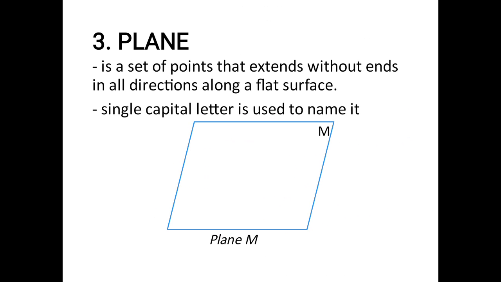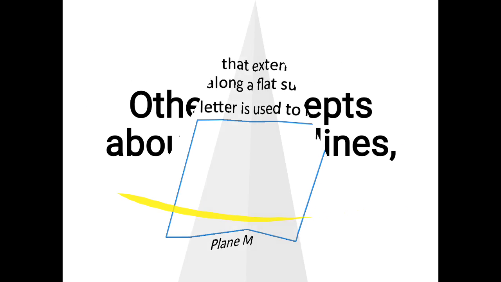Next, a plane is a set of points that extends without ends in all directions along a flat surface. Like a line, a plane has no thickness. Although a plane has no edges, it is usually shown as a four-sided shape. This plane, we call it plane M.